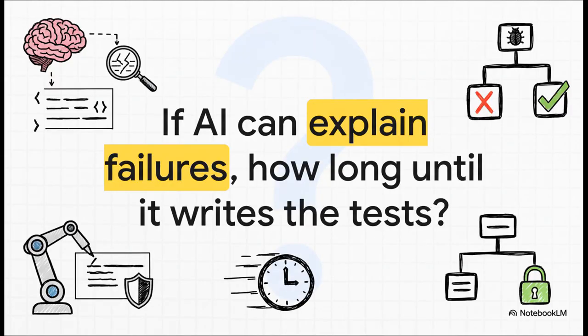And that leaves us with one final thought to chew on. We've just seen how AI can analyze and explain why a test failed. The next step feels, well, kind of inevitable, doesn't it? How long is it going to be before these tools are not just explaining our failures, but preventing them by writing the perfect assertions for us in the first place?